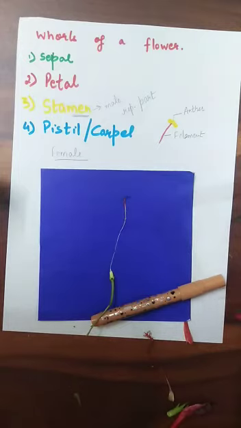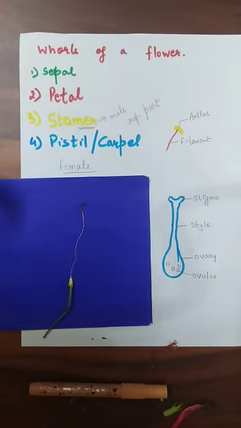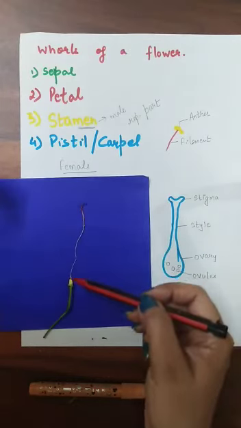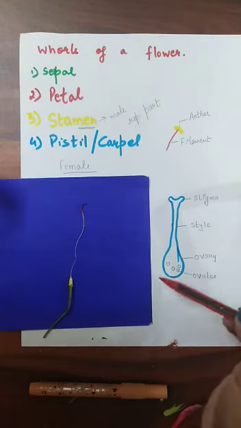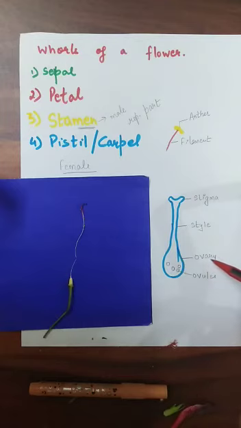Now this again has three parts. A simple diagram can be drawn for the same. The top sticky part here is called the stigma. The thin tube-like structure is called the style. The swollen white part here is called the ovary.